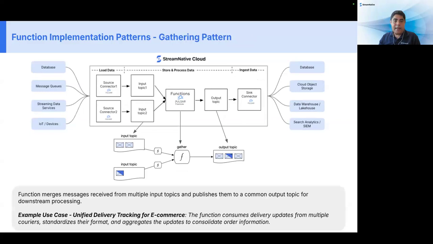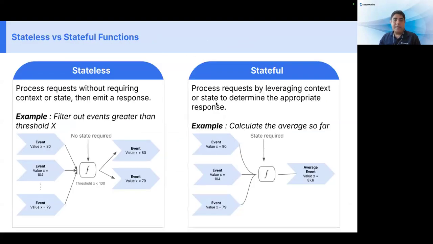Here is another one, the gathering pattern, just like the opposite of the previous one, where you're collecting data from different sources and then pushing it to one topic. So those were some of the patterns which people implement in StreamNative Cloud using StreamNative functions to process the data.